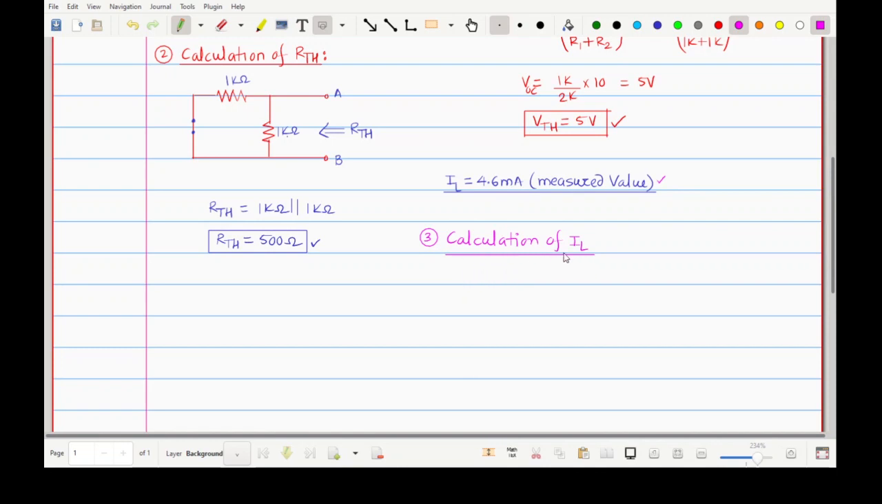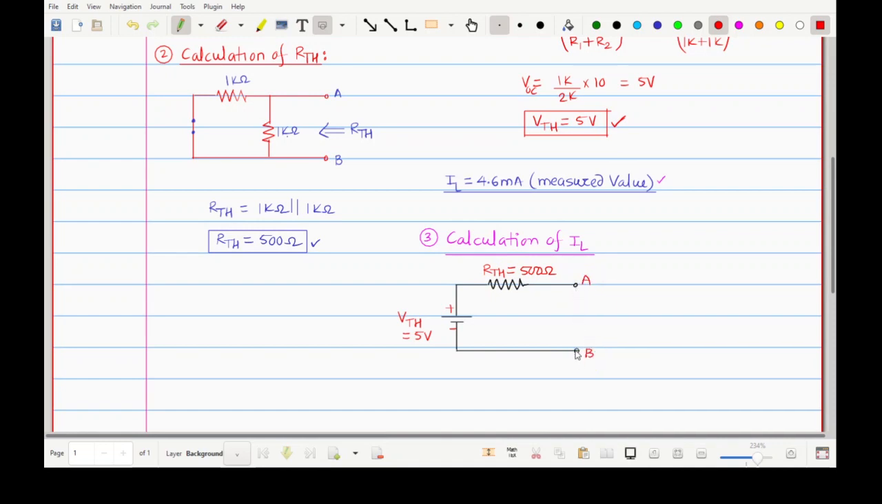First of all, for calculation of IL, we will draw the Thevenin's equivalent circuit. It consists of one voltage source, Thevenin's voltage, in series with Thevenin's resistance. So friends, this is your Thevenin's equivalent circuit. It consists of a single voltage source VTH. We have already calculated the value. How much is it? 5 volt. And what is the RTH we have got? 500 ohm. This is your point A and this is your point B.